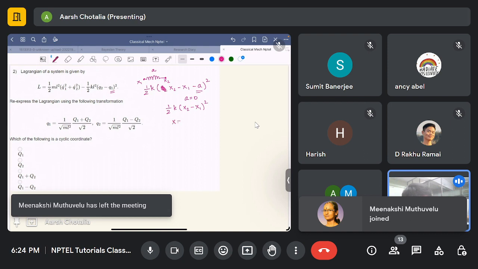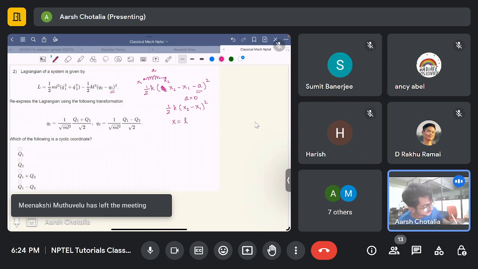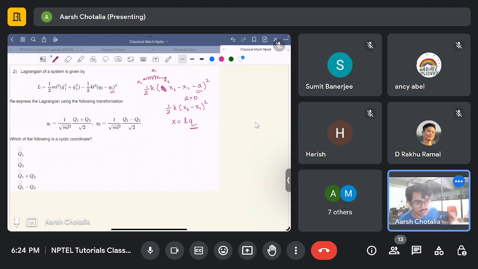So we have written x is equal to L into q. So that q is now a dimensionless quantity. So it becomes half K L square into (q2 minus q1) square. Okay, so this is your potential, right? This is T minus U, and T is half M, this is x1 dot square and this is x2 dot square, right? So that's your system. Now they are saying re-express the Lagrangian using this transformation.